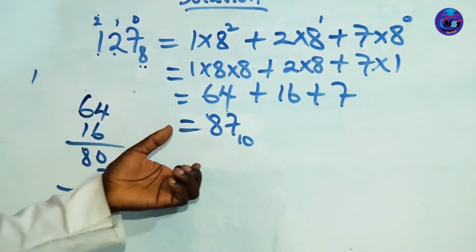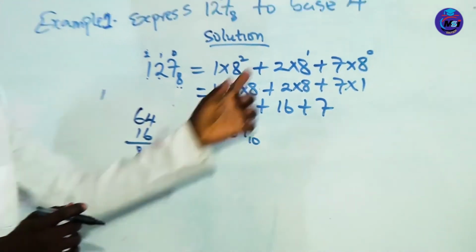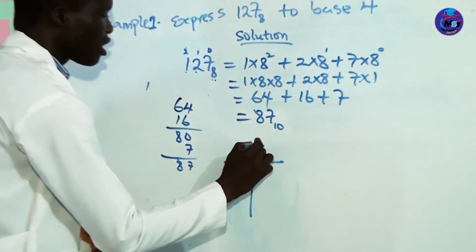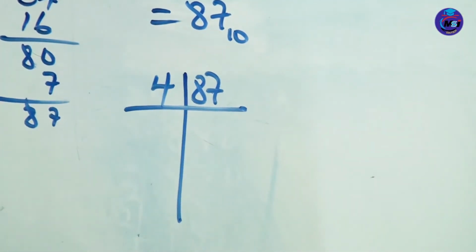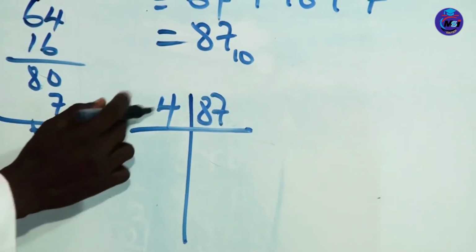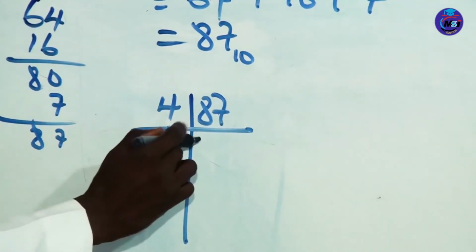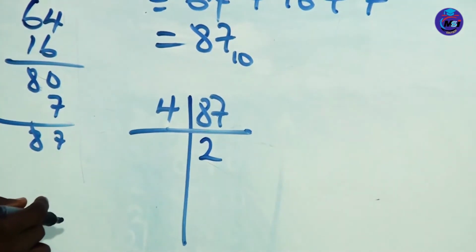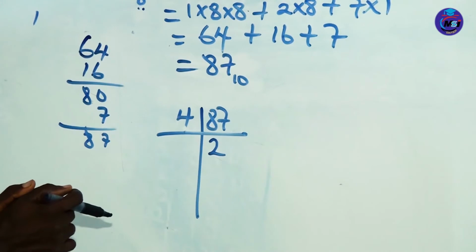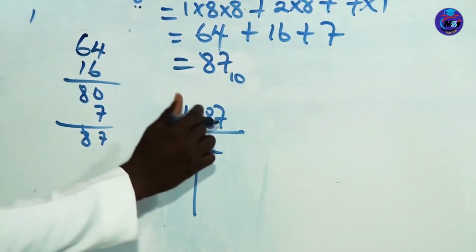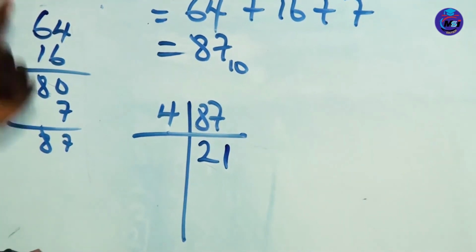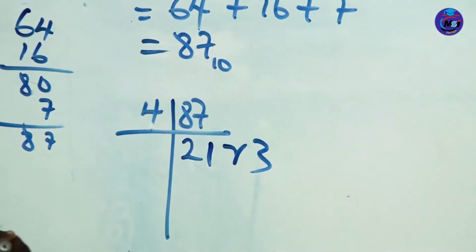But this is not our last solution. Remember, we are converting to base 4. So what are we going to do? You do like this: 87, 4. Not 2, because we are not converting to binary. It's base 4. How many 4s can we get in 8? It's 2, because 2 times 4 is 8. How many 4s can we get in 7? It will give us 1. 4 times 1 is 4. Remainder 3.